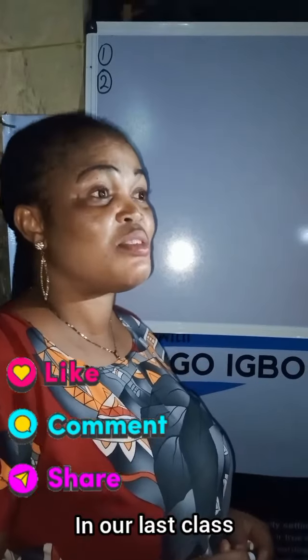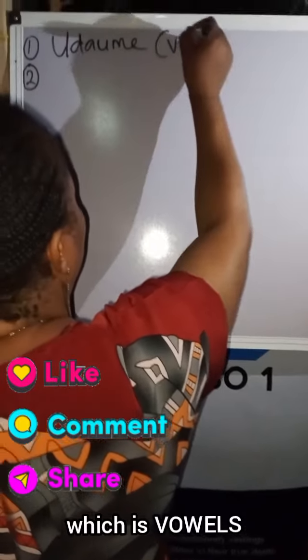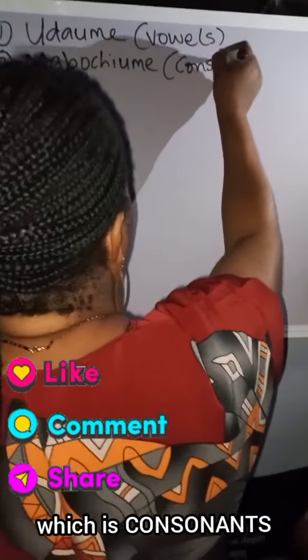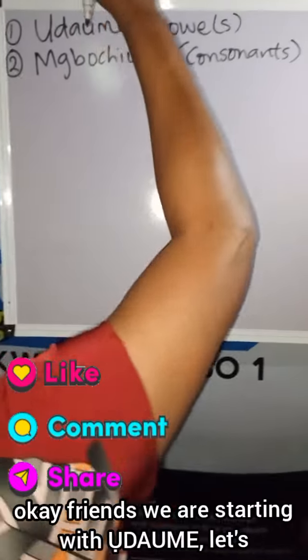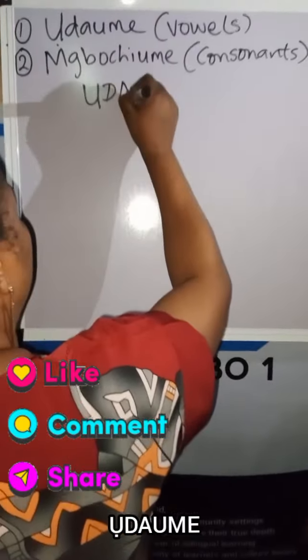In our last class, we discussed the 36 alphabets in the Igbo language. Today, we are going to group them into two, starting with Ọdaume, which is vowels, and then Mgbochume, which is consonants. Okay, friends, we are starting with Ọdaume. Let's go for Ọdaume for today.